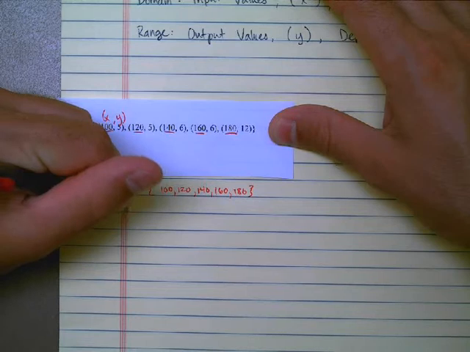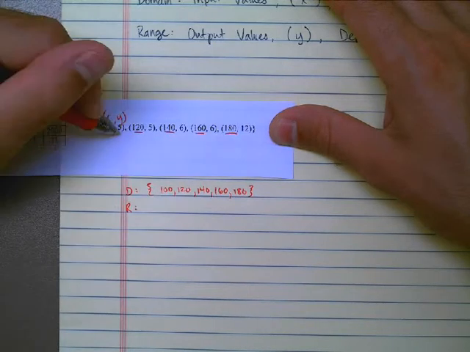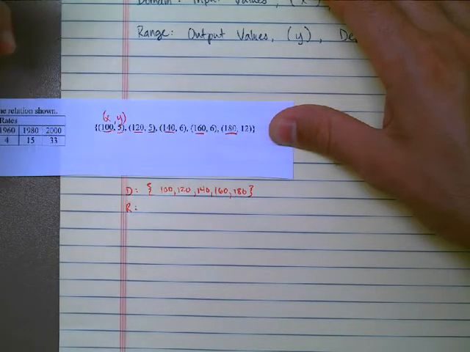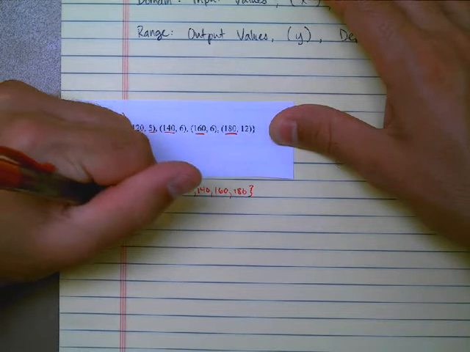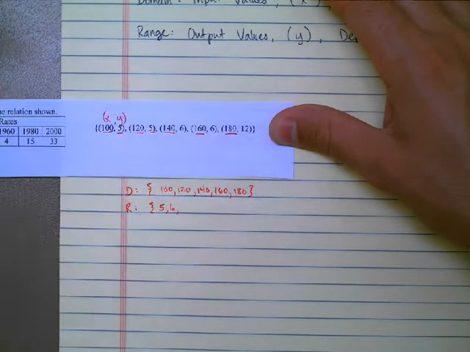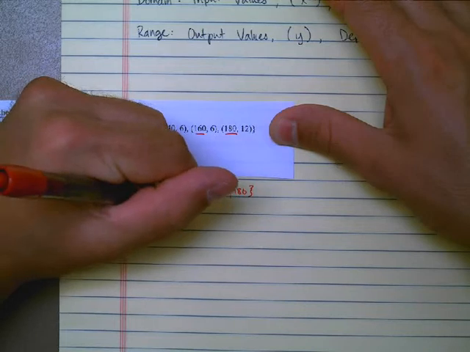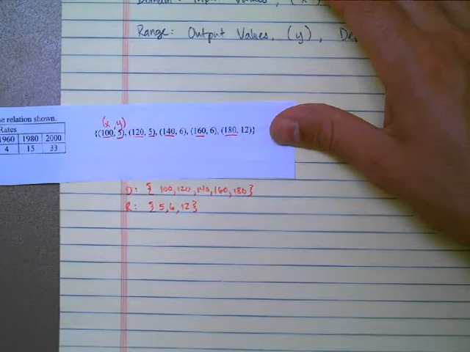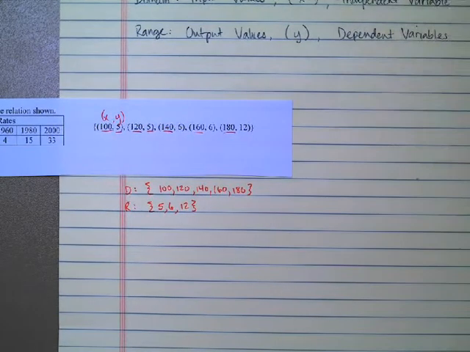The range then is just going to be all of the y values we have, and we only need to list unique ones. So you can see 5 occurred twice, we only need to list it once. 6 occurs twice, we only need to list it once. And 12 occurs once. So our range, it looks like, has much less values, and that's okay. They don't have to have an equal number of values. Let's look at one more problem.